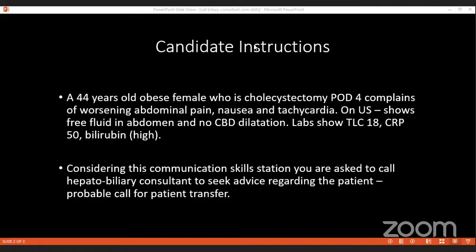Okay. Does the patient have a drain in situ? Yes, it's important.